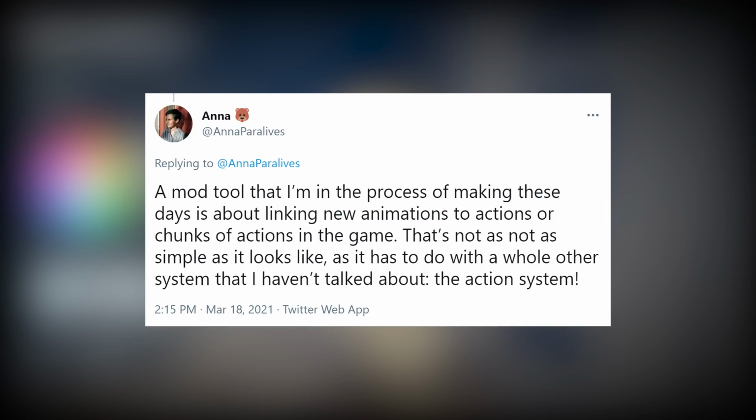A mod tool that I'm in the process of making these days is about linking new animations to actions or chunks of actions in the game. That's not as simple as it looks like, as it has to do with a whole other system that I haven't talked about, the action system.